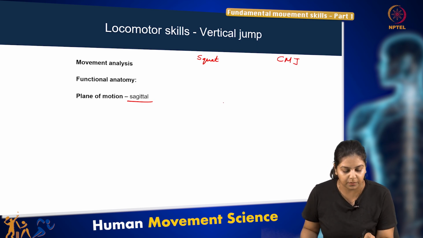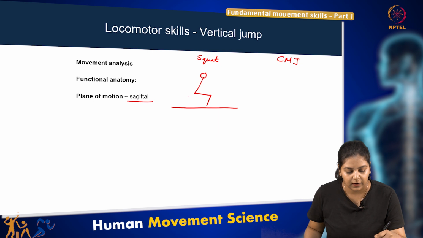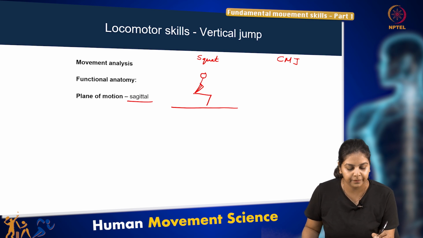So for a squat jump, you are in a squat position, and then you have got your hands on the hip. So bear with my drawing. And you're executing from this position. So what's the plane? The plane is sagittal. And what's the view? The view is lateral view.